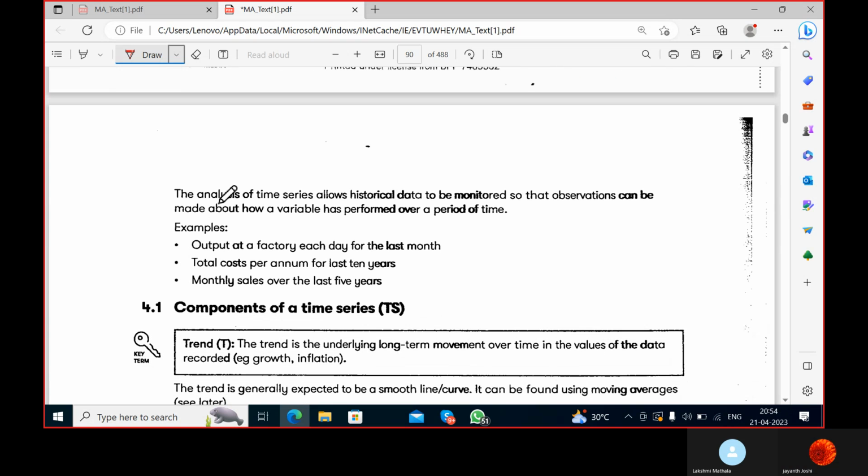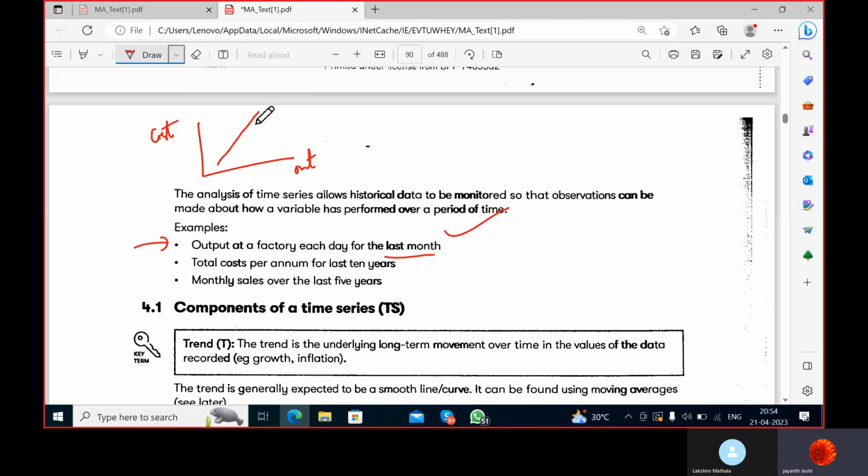Now, some examples. If you have a range of values, you can forecast the future. Some examples: output at a factory each day for the last month. Of course, we have last month's data, every day's output. With that, if we try to frame a graph of output and cost, can we see that every time our output is increasing, our cost is increasing? Can we do that with the help of the data we have? Correct?